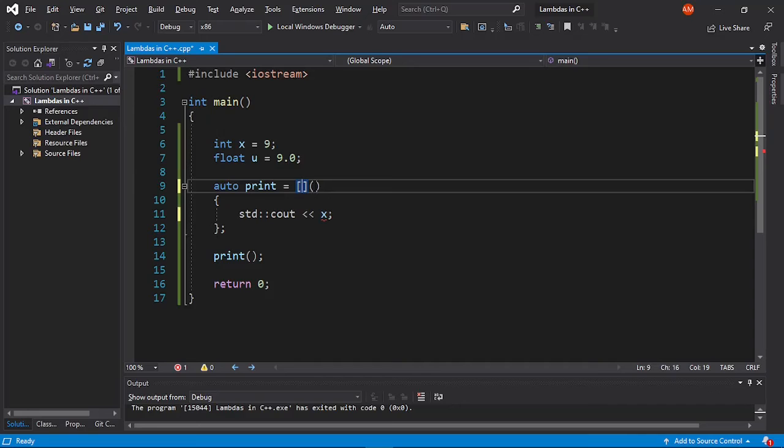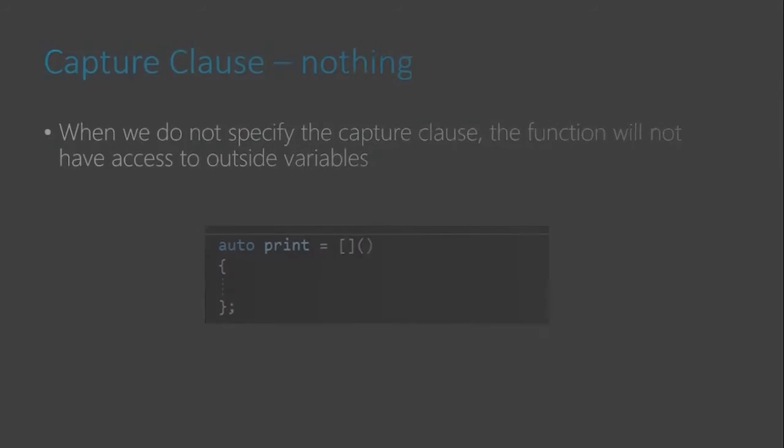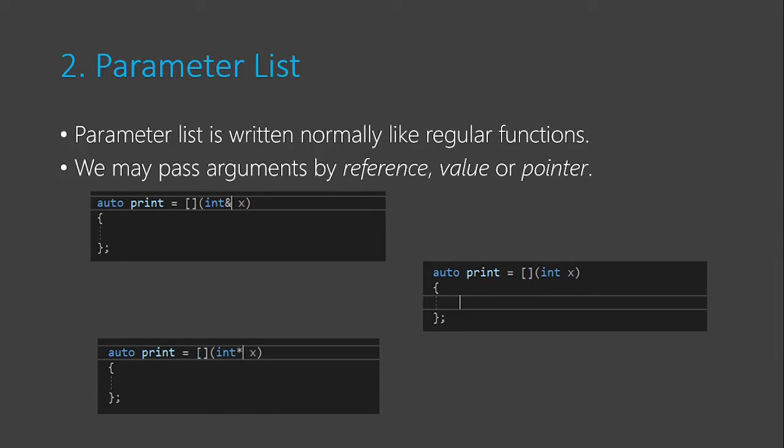So basically, that's how you would use the capture clauses. And then the next component in the lambda expression header is the parameter list. All functions may or may not have a parameter list, but if they do, then arguments can be passed to that particular function in one of three ways. You may pass by reference, by value, or by pointer.